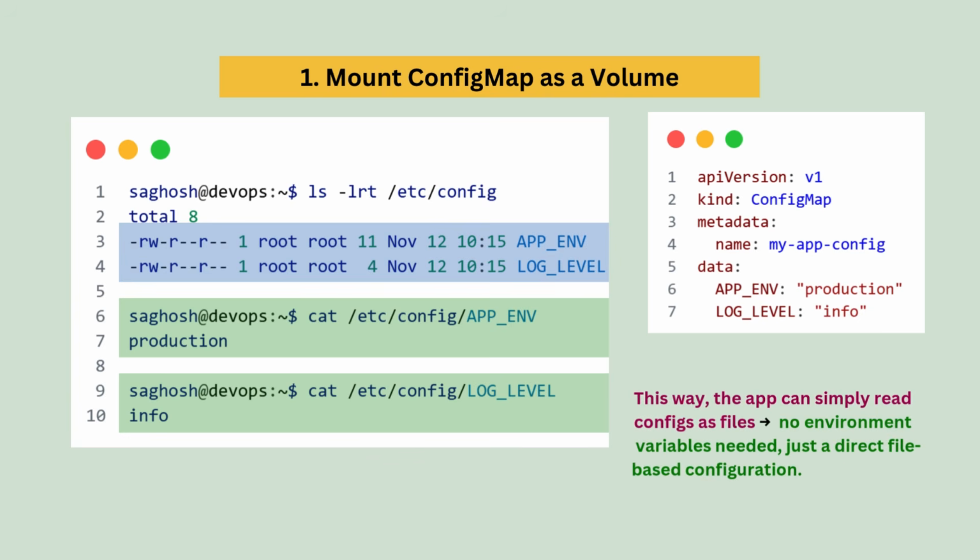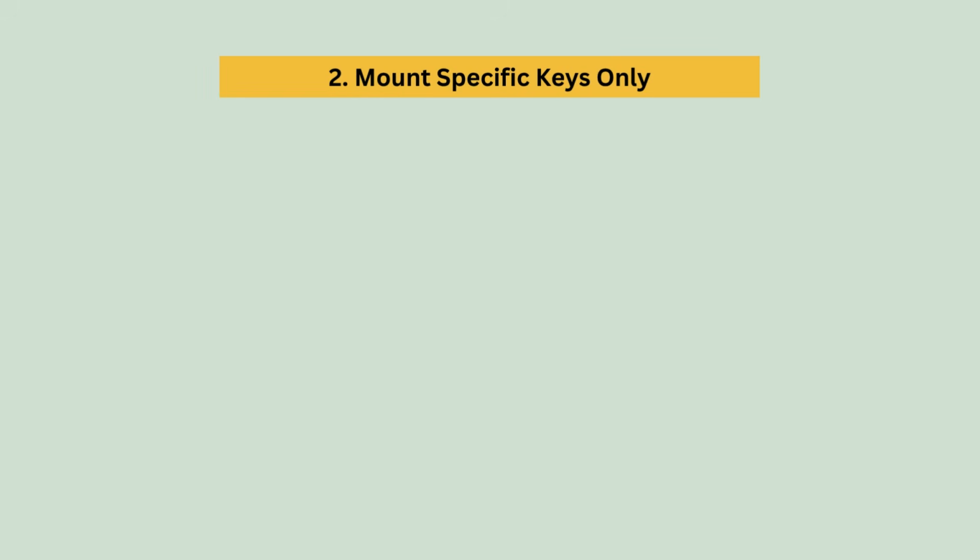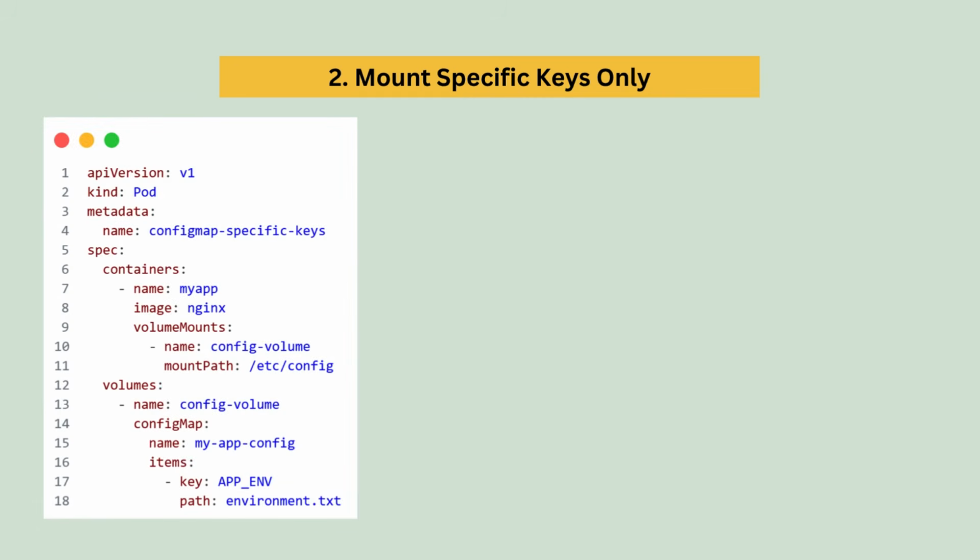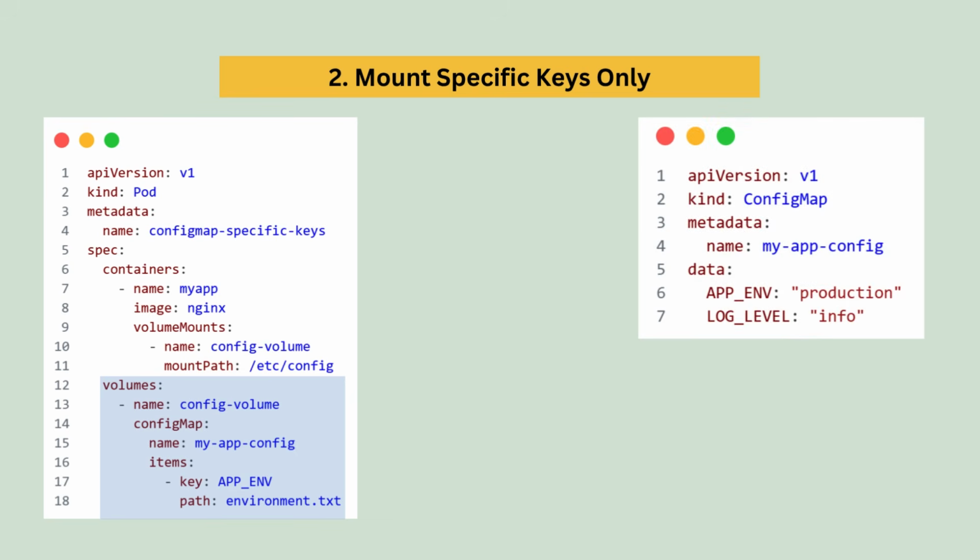This way the app can simply read configs as files, no environment variables needed, just a direct file-based configuration. Now let's understand how we mount specific keys only. So inside your pod YAML, this part tells Kubernetes to mount only one specific key, that is app environment, from the config map, not the whole thing.